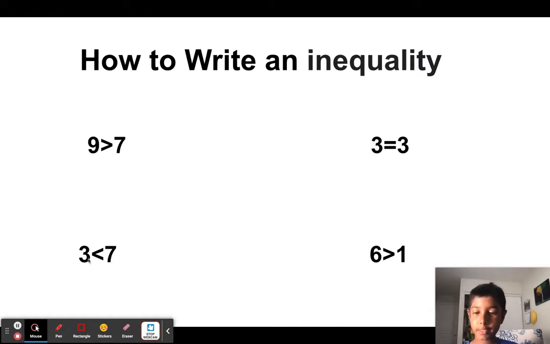Here, this is another example. As you can see here, 7 is obviously bigger than 3. So the crocodile mouth shape will always want to eat the 7 instead of the 3. Like here you have 6 and 1. 6 is bigger than 1, so the crocodile will always want to eat 6 up. So this is how to write an inequality.